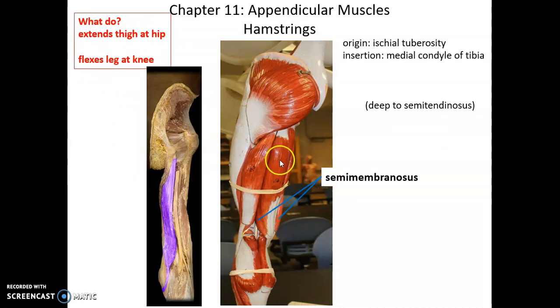And then if you remove semitendinosus, you can see semimembranosus, and this, the third of the hamstrings, has its origin in the ischial tuberosity, inserts into the medial condyle of the tibia, and it can extend the thigh at the hip and flex the leg at the knee. So all three hamstring muscles do the same actions: extend the thigh at the hip and flex the leg at the knee.